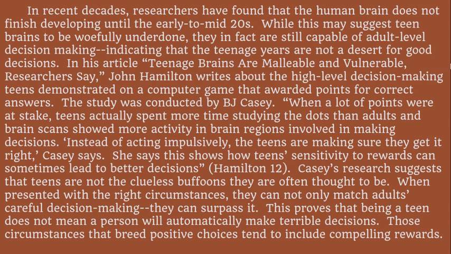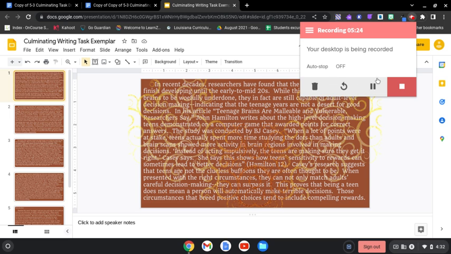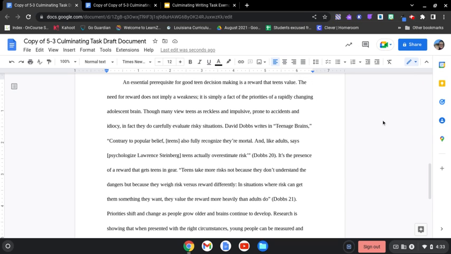So here is that first body paragraph. Here's our second body paragraph. An essential prerequisite for good teen decision making is a reward that teens value. The need for reward does not imply a weakness. It is simply a fact of the priorities of a rapidly changing adolescent brain.